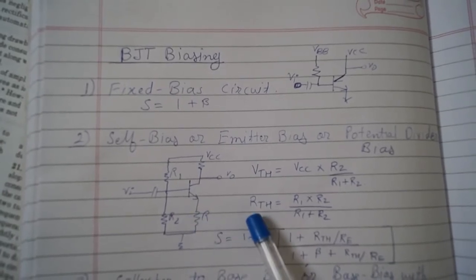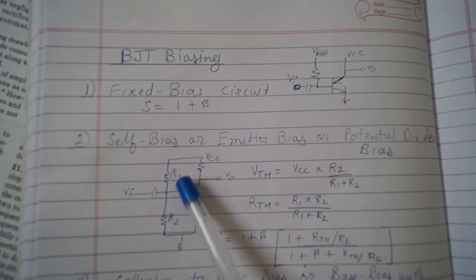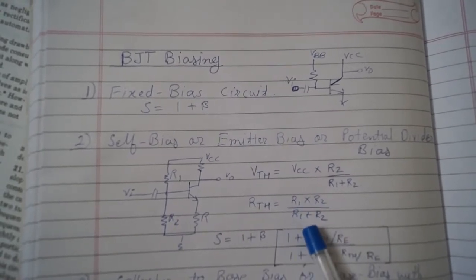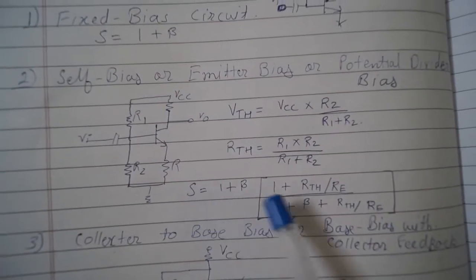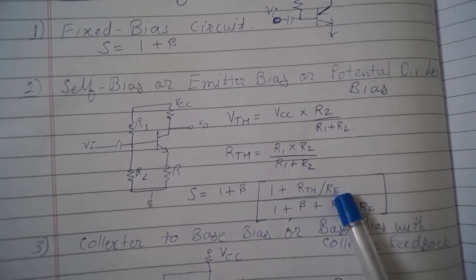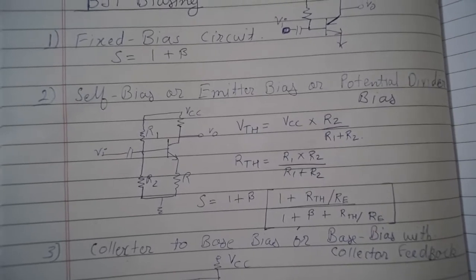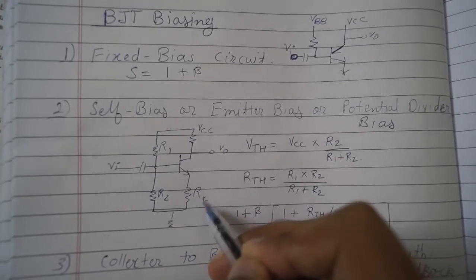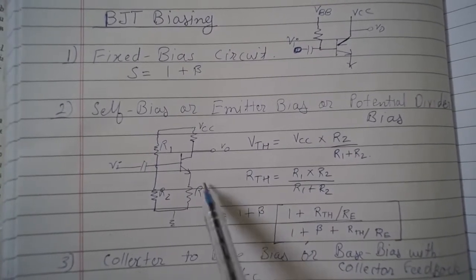Then the equivalent Thevenin resistance is given by the combination of R1 and R2, which are parallel to each other, so RTH equals R1 times R2 divided by R1 plus R2. The stability factor of this circuit is S equals 1 plus beta times (1 plus RTH by RE) divided by (1 plus beta plus RTH by RE). RTH is our base Thevenin equivalent resistance, and RE is our emitter resistance.